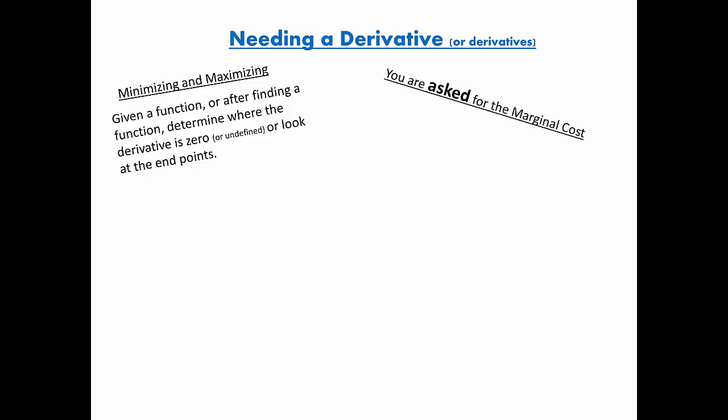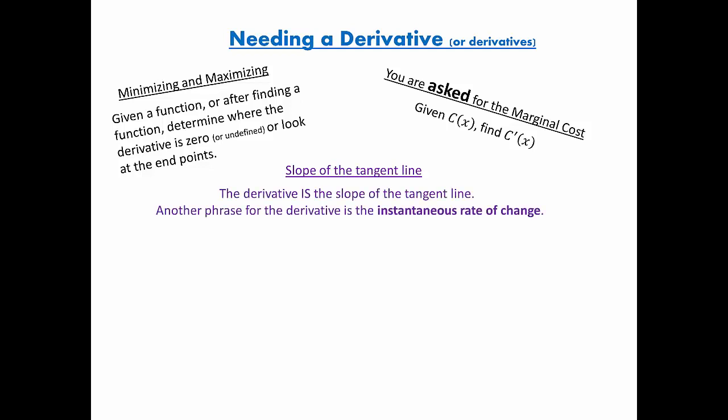You're asked for the marginal cost. That's another time where you're going to need a derivative. So if you're given the cost, the marginal cost is the derivative. Slope of the tangent line. Well, that is exactly what a derivative is. The derivative is the slope of the tangent line. And another thing you might hear it called is an instantaneous rate of change.